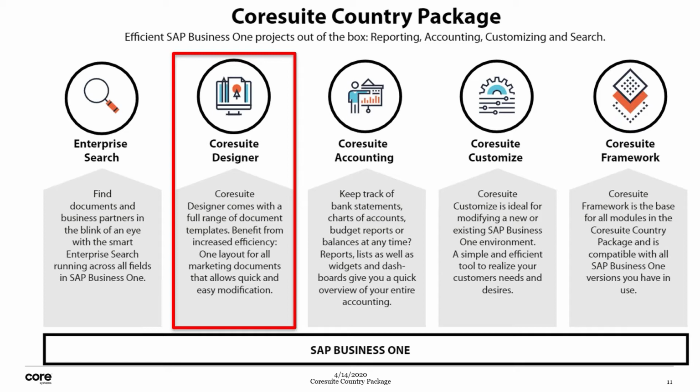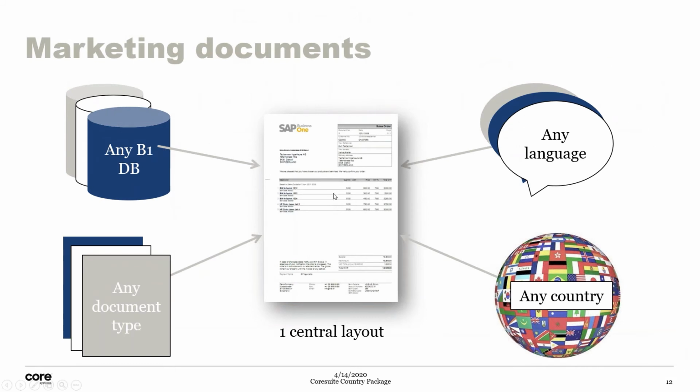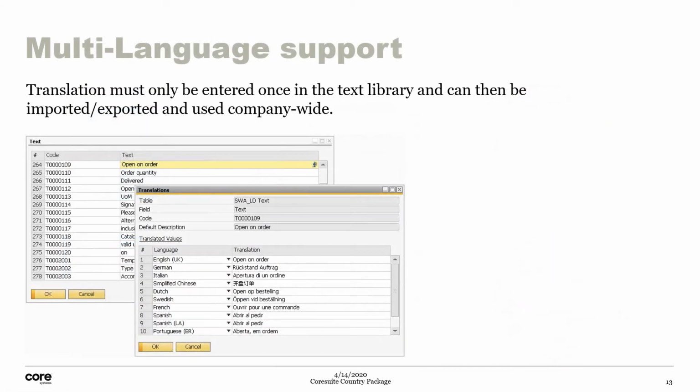And that's also nice for the end customer, of course, if he knows that the reports are not that expensive to create with the designer. So as mentioned, marketing documents: you have your B1 system, you can go with one central layout, and you have then as many languages as you want. The translations are super easy. You can see it here with the multi-language support. The translation must be entered only once in the text library and then can be imported and exported company-wide. Here you have the English words 'open on order', and there you have all the translations so that you can work with it.